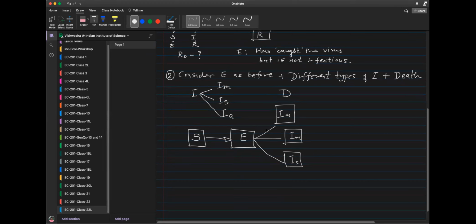So let's now consider three different rates: lambda A, lambda M, and lambda S. Is that fine? And then you have two possibilities from here. You can get recovered or you can die. Let's assume these sorts of arrows. Only severe will die, but the others need not. Is that fine?